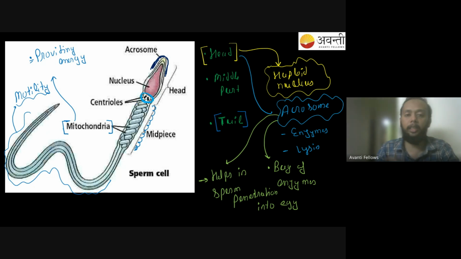So I'll discuss the centrioles. Let me discuss centrioles later on in the next slide. But right now, initially remember that you have a head, you have a middle piece, you have a tail. Middle piece is known for mitochondria, presence and generate energy, and head is known for having haploid nucleus and acrosome, which actually helps penetrating the egg.